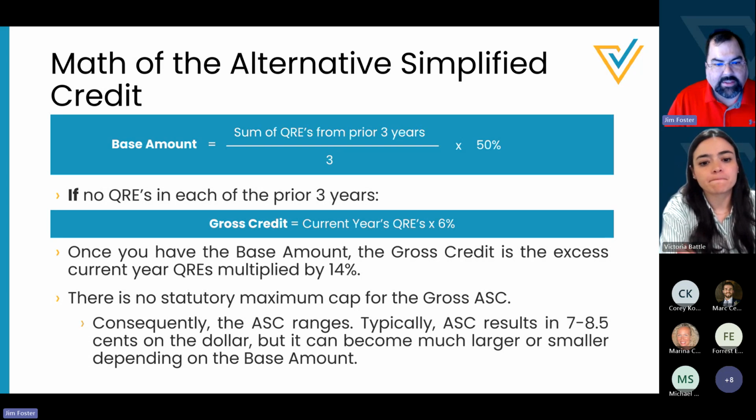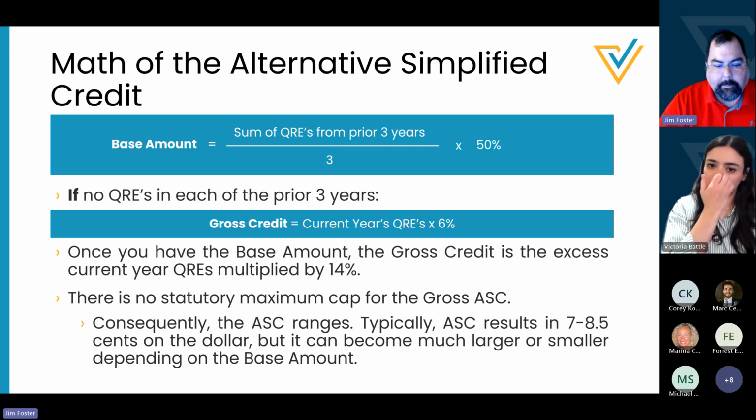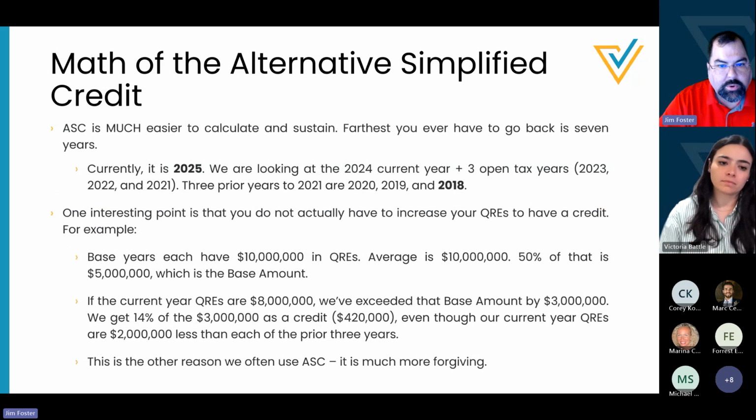Now, please note that makes it sound like the ASC is much smaller than the regular credit. And typically it is. It'll typically result in 7 to 8.5 cents on the dollar, but it can become much larger or smaller depending upon that base amount. So it is possible to exceed that 10 cents on the dollar.